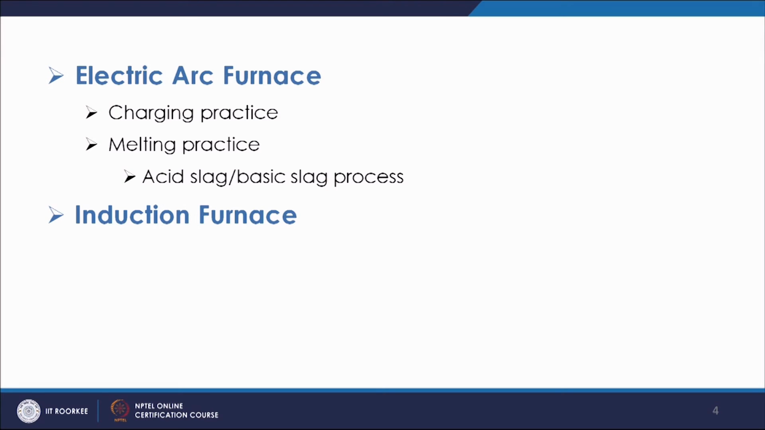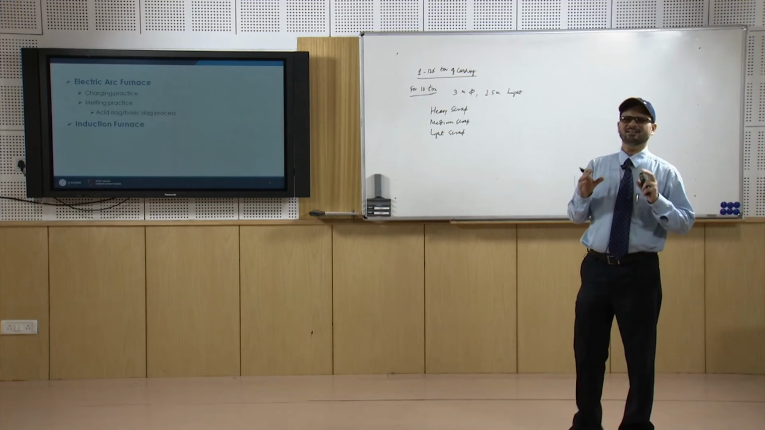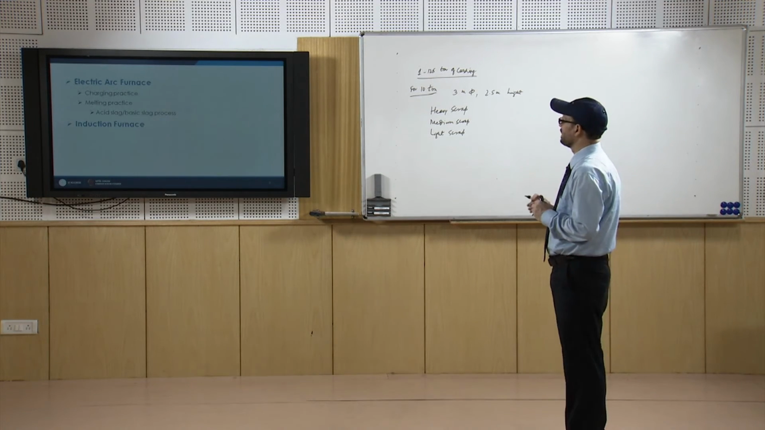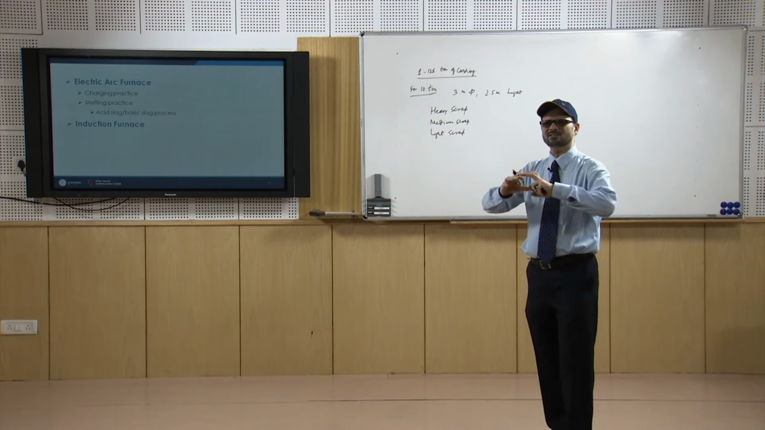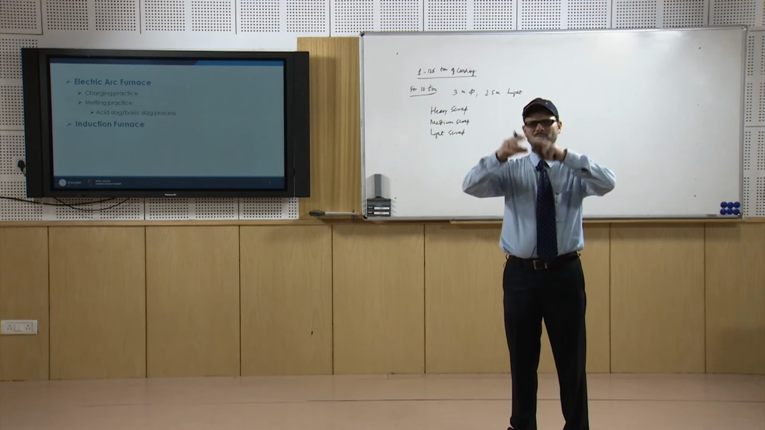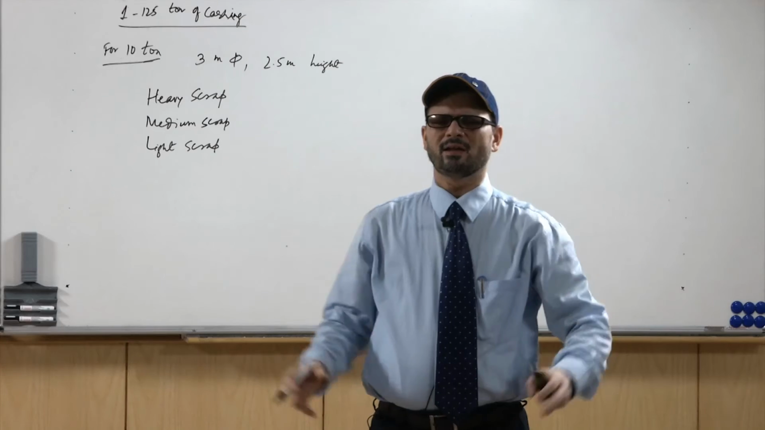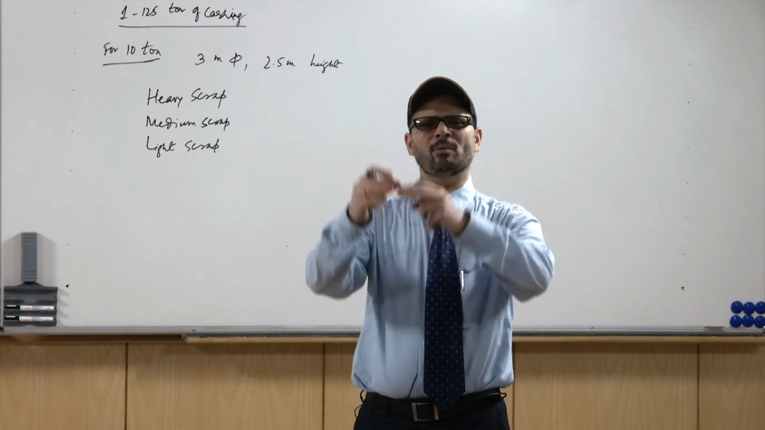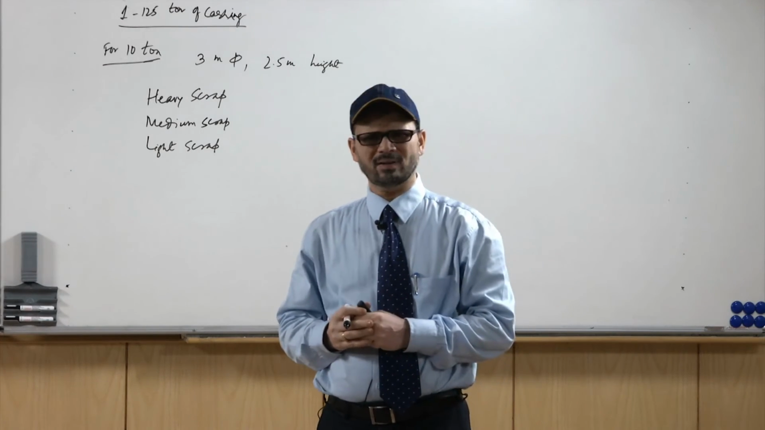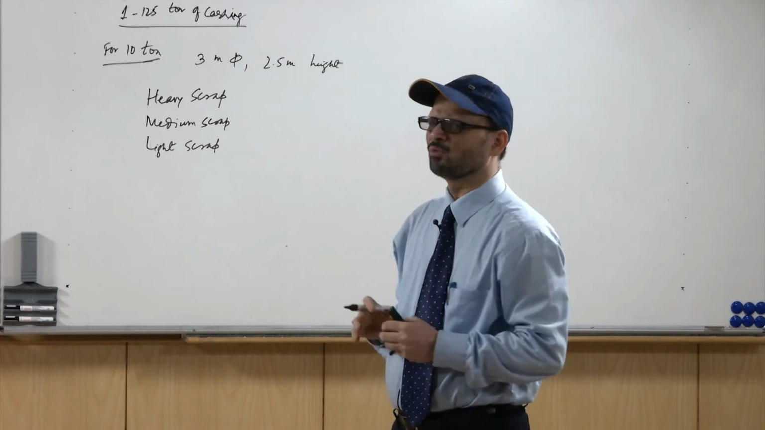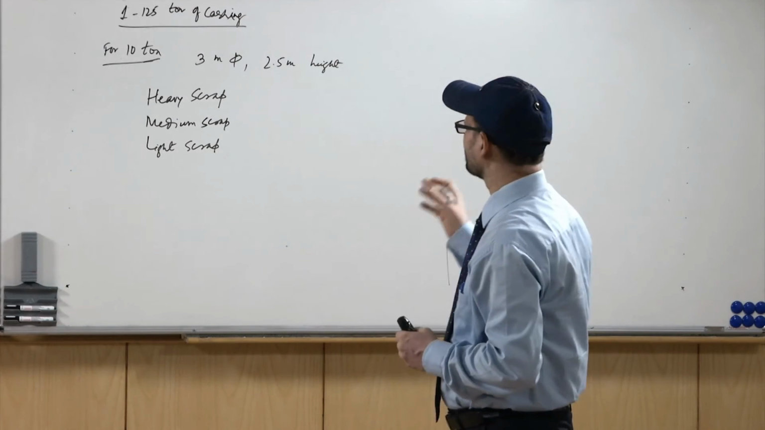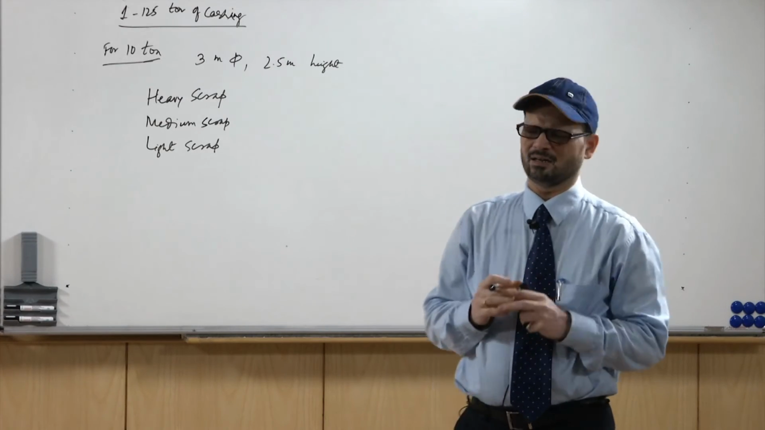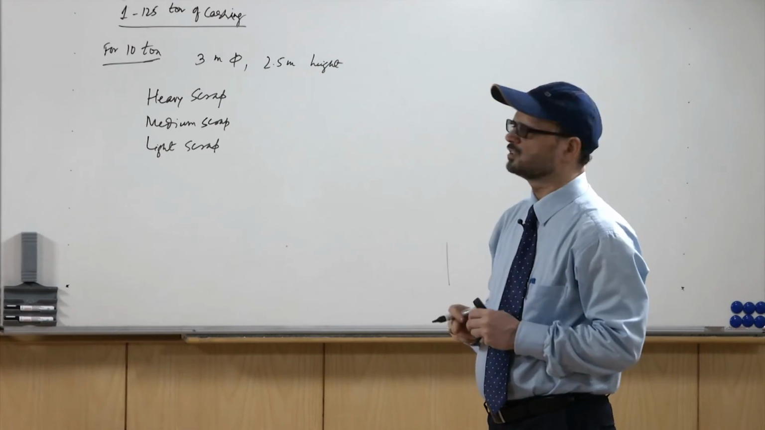Then comes the induction furnace. As we know, in the induction furnace the refining cannot take place. So, it is basically for melting purpose, and the churning, the mixing, takes place because of the eddy current motions, and the normal mixing phenomena is quite good in case of induction furnace. It is used from 1 kg to several tons of casting. So, that melt can be prepared using this induction furnace.